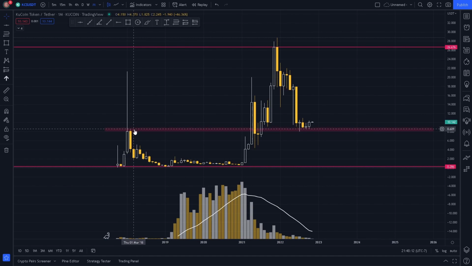So we see price come up and reverse drastically, and we see price reacting to the same level now as support, where here rejected as resistance, here price is holding the level as support. So let's go ahead and hop to the weekly.